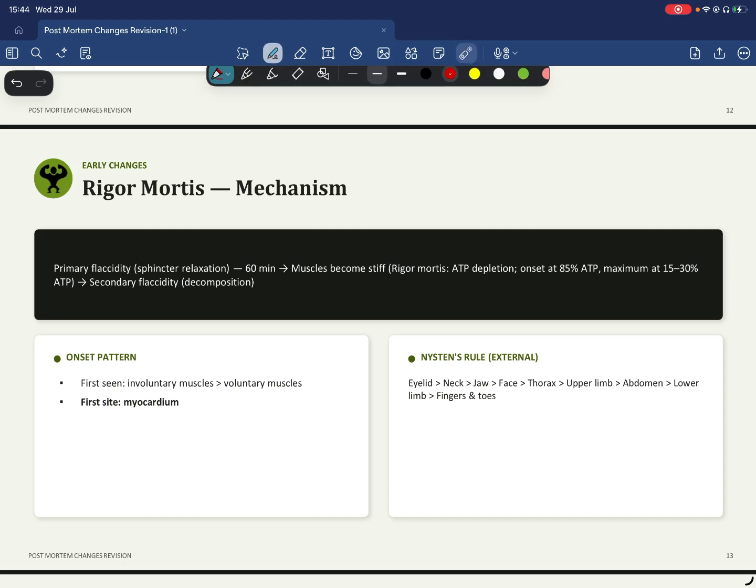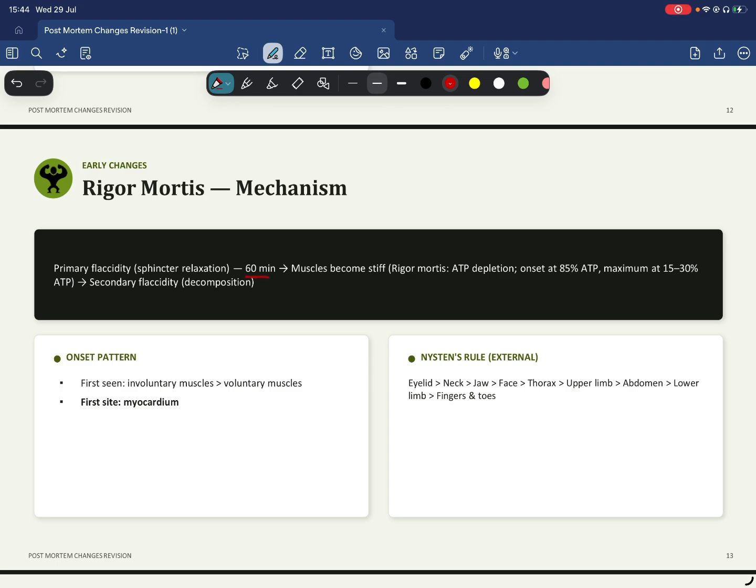It begins within 60 minutes. The muscles become stiff, and due to ATP depletion, which onsets at about 85% of ATP, it is maximum at 15 to 30% of ATP. The rigor mortis is fully developed within 12 hours after death. It stays for 12 hours after that and slowly disappears 12 hours after that.